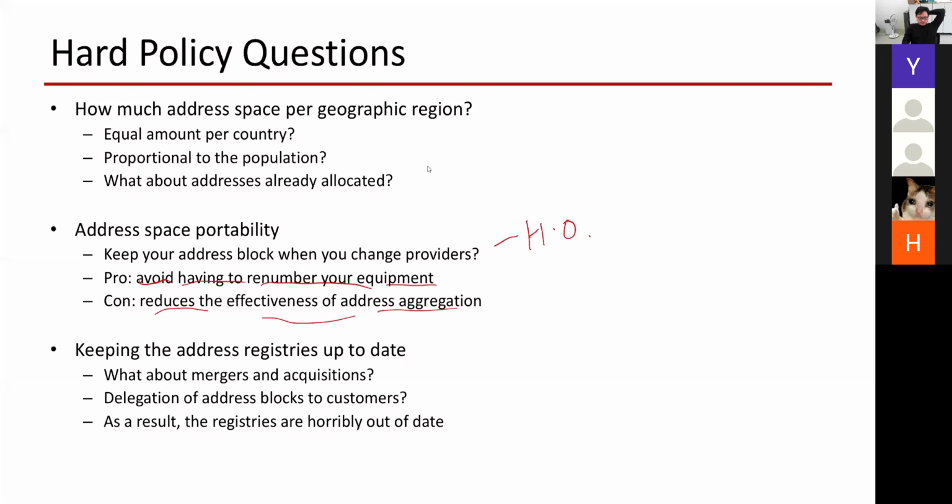Okay. So, keep the address registry up to date. Let's say there is a higher authority, right? We call it the registry. How do they maintain it? Updating up there, updating up there, updating up there, with the registry on top of that. They have so many things to do, right? Every day they plug in new router after new router. So how can they keep up with mergers and new acquisitions, and the delegation of address blocks to customers? As a result, registries are out of date. It is not able to be maintained properly.